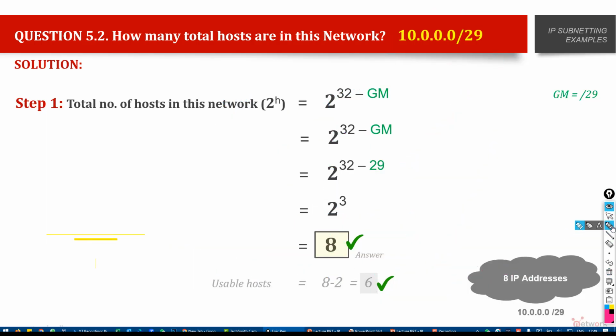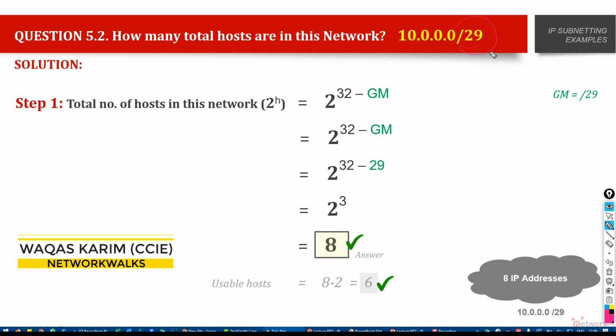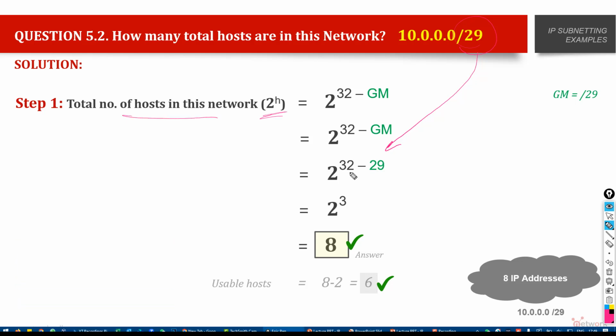Simply, we take this 29 and put it into our formula 2 raised to power h, which means total number of hosts, and 32 minus 29 is 3, which gives us 8. And if we want usable IP hosts, then 8 minus 2, which is 6. So these are the two answers. This kind of subnet will have a total of 8 IP addresses, and the given mask is /29.